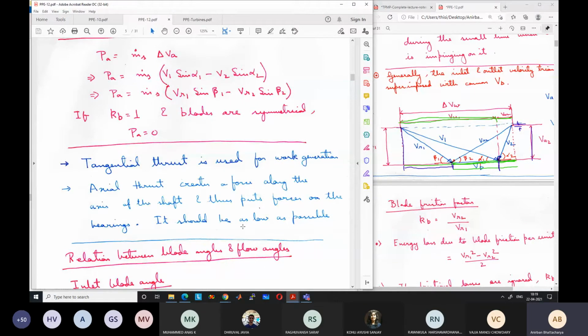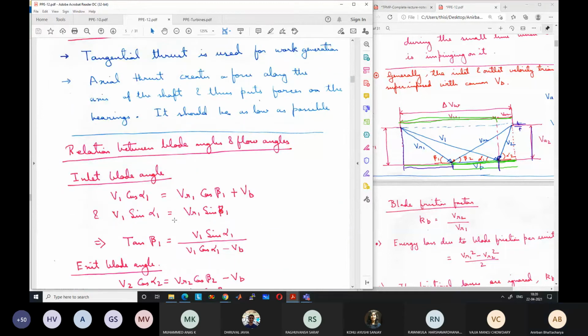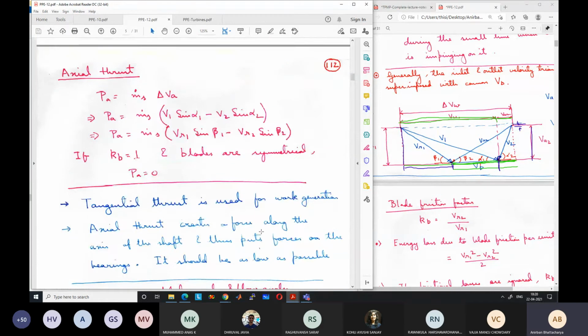I will take a break, but before that, let me just go through some more derivations. So this completes one part. Any questions on this? You should be able to understand how we calculate the work output by the blades.